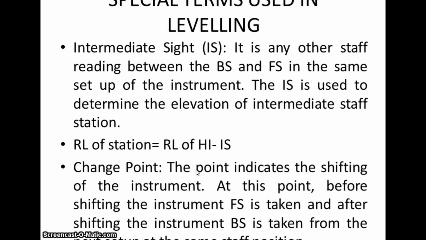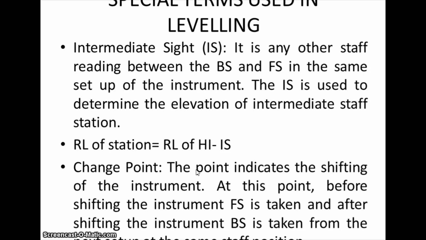Then intermediate sight, that is called IS. As I told you, we have to take so many readings. The first reading we call the backside. The last reading that we take is called foresight. And in between, whatever number of readings you take, that is called IS. Actually, what we have to do is prepare one survey book, a field survey book. In that, a number of columns are given: station, backside, IS, foresight, RL, remark. So whatever reading we are taking, we have to enter in that particular column.